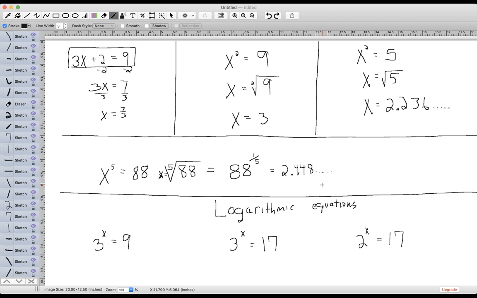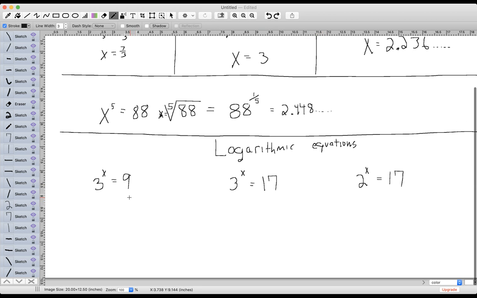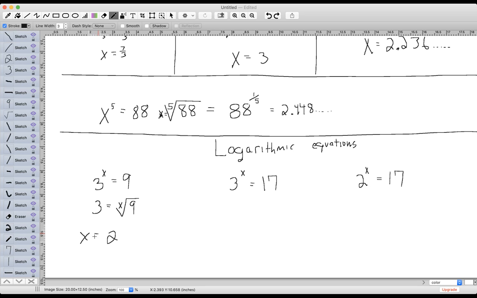Now, here's where logarithms come in. What if I had 3 to the x power equals 9? I don't do the 3rd root of 9, and I don't do the xth root of 9. That doesn't get x by itself, right? So this doesn't work. Now we do know what the answer is. We can think to ourselves, well, 3 times itself, how many times is 9? Well, it's 2. So we do know the correct answer is x equals 2.